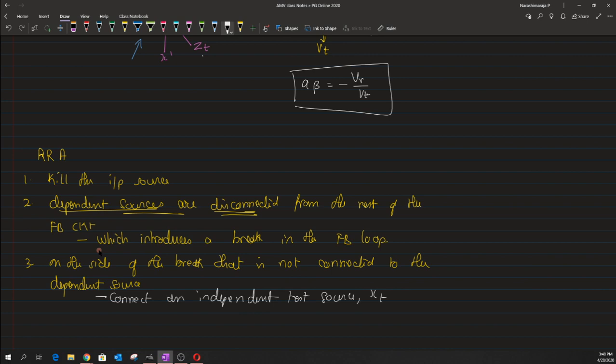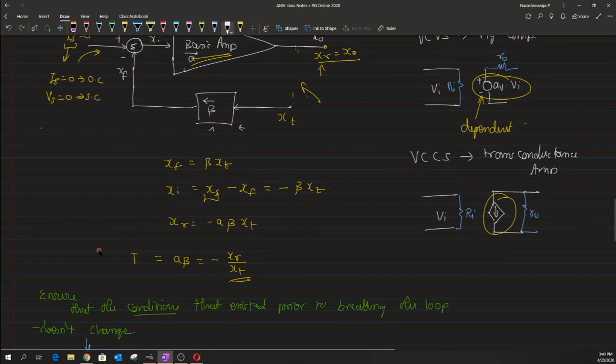And the type of signal that I have to apply, either a voltage signal or a current signal, depends on the type of dependent source that we had before. Okay, so it has to follow the same sign and the type as the dependent source.